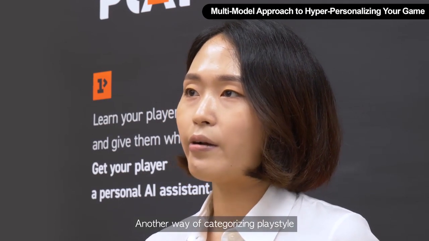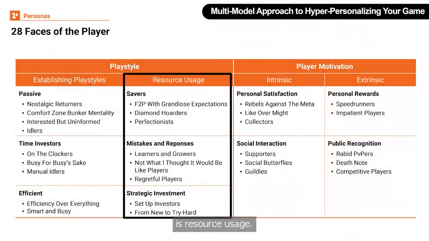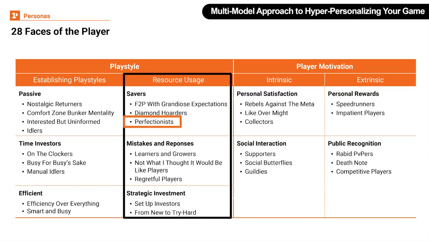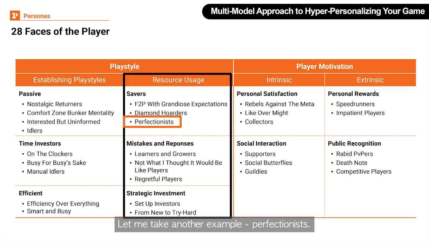Another way of categorizing playstyle is resource usage. There are savers, those who make mistakes on resource usage and learn, or players who use resources efficiently. Savers can be diamond hoarders, perfectionists. Mistakes and responses can be learners and growers, regretful users. Strategic investments can be setup investors. Let me take another example, perfectionists.